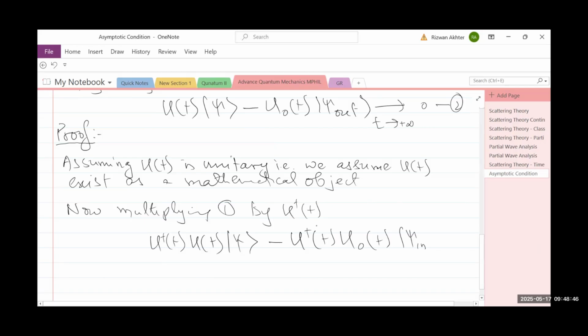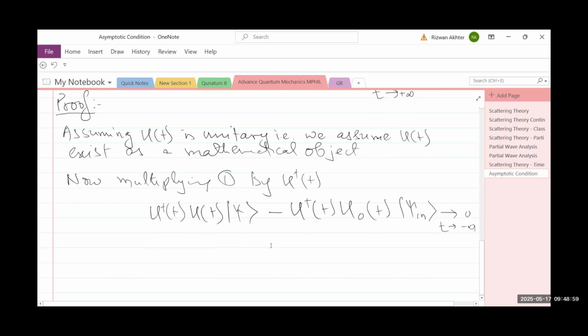Yeah, and this is tending towards 0 as t tends to minus infinity. This is the condition. So this would imply that this is equal to 1. Yeah, so we would have psi minus u dagger of t, u naught of t psi n tends to 0 as t tends to minus infinity.